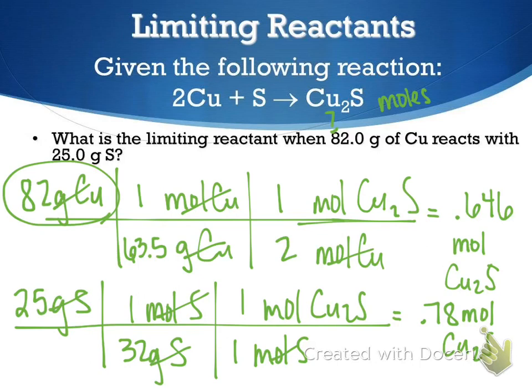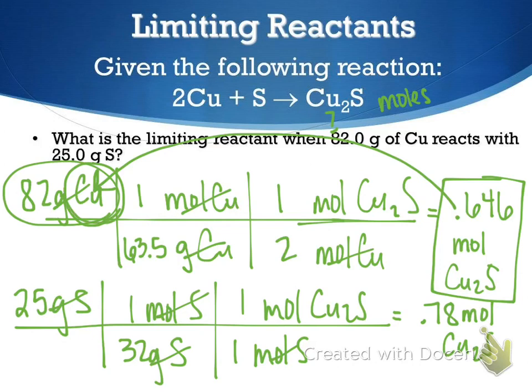So which of these is a smaller amount of moles, right? Which one is smaller, the first or the second one? The first. So this produces a smaller amount of our product, which means our limiting reactant is copper. That means if we used up all of the copper, we would produce 0.646 moles. If we used up all of the sulfur, we would produce 0.78 moles. But we're not going to get the opportunity to use up all that sulfur because the copper will run out first. Okay, does that part make sense of what the T-chart is telling you?